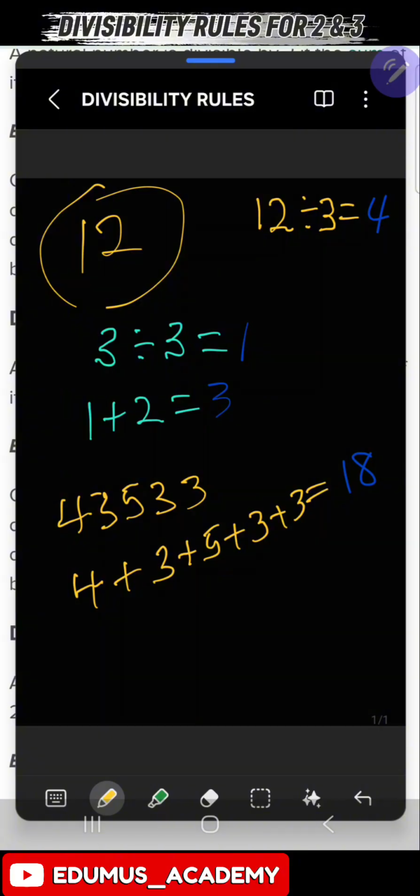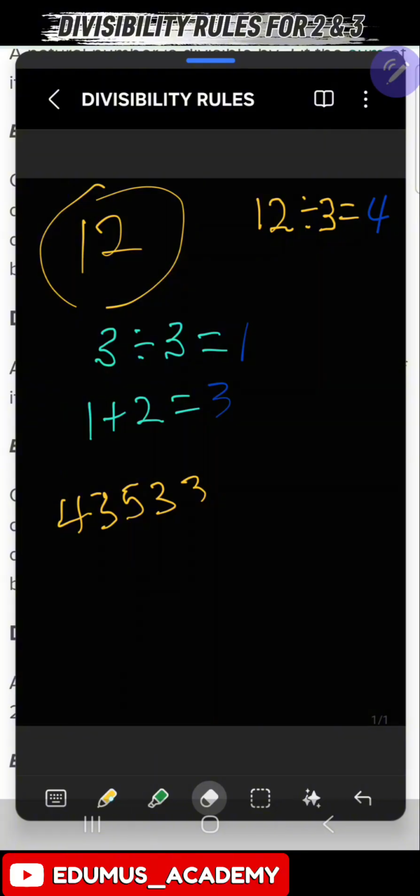Because the addition of everything is 18, and we know already that 18 is divisible by 3, we still need to know some little things. We need to know our multiplication table. Merely knowing that 3 times 6 is 18, we know that 18 is divisible by 3. So because 18 is divisible by 3, we can easily conclude that 43,533 is divisible by 3.